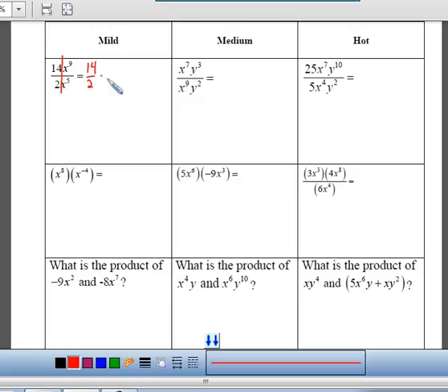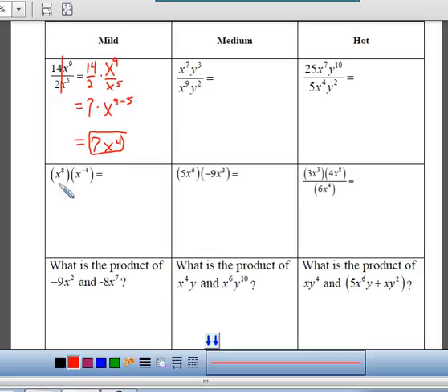Now what that really means is, 14 over 2 is 7, and x to the 9th over x to the 5th is x to the 9 minus 5. And we have one more step to simplify this. 9 minus 5 is 4, so I get 7x to the 4th power. There's your first answer.